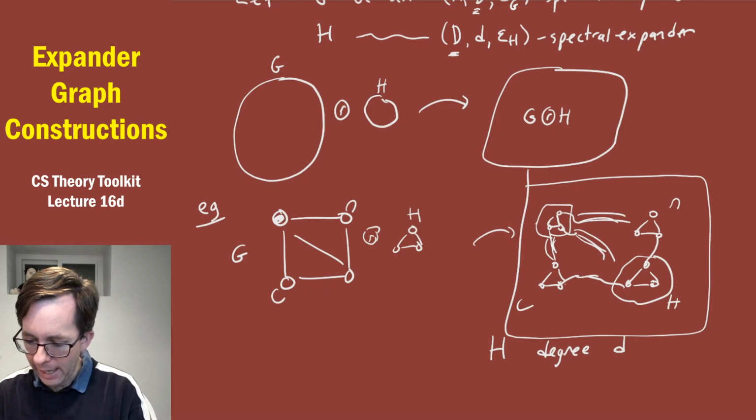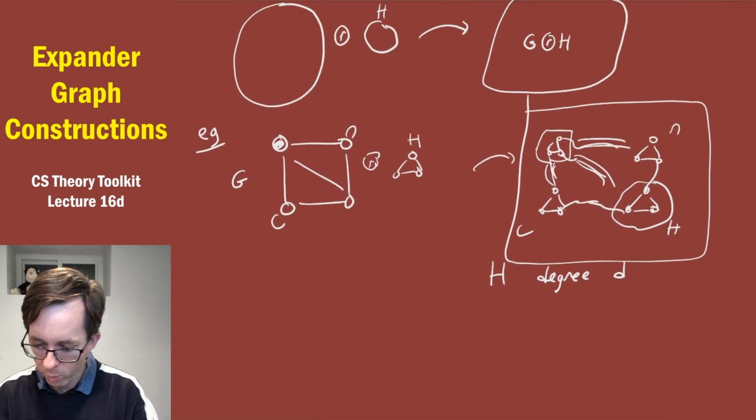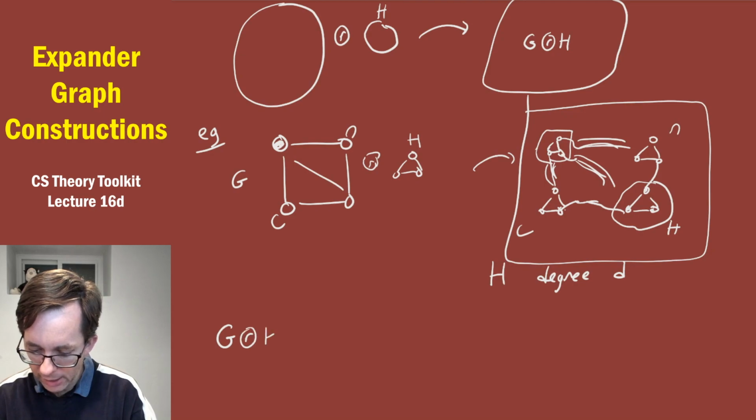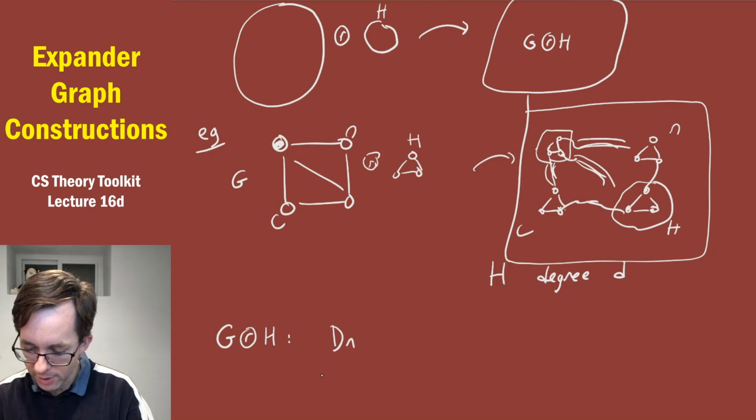Okay, when you do this construction, what are the properties of the new graph, G replacement product H? Well, it has d times n vertices.